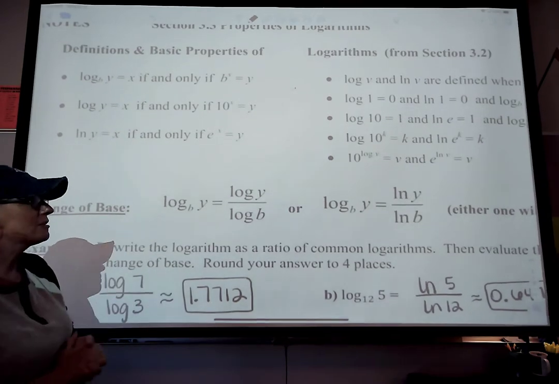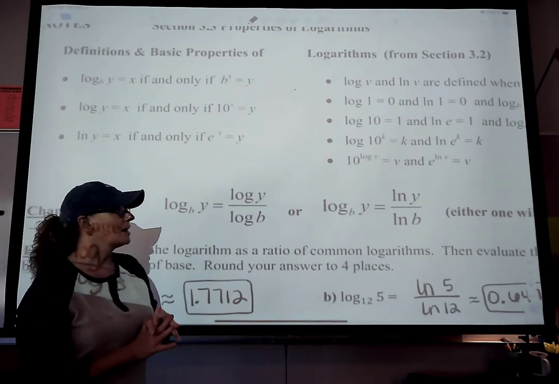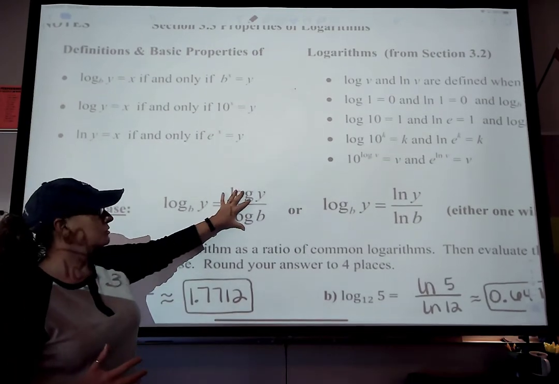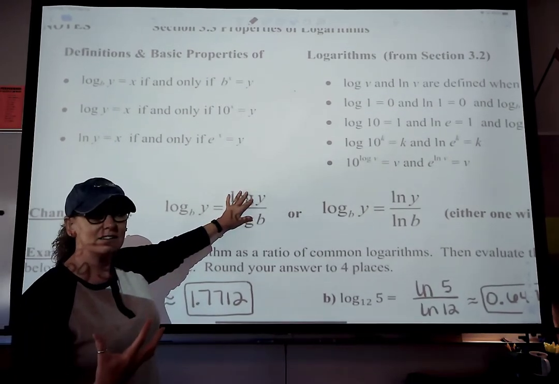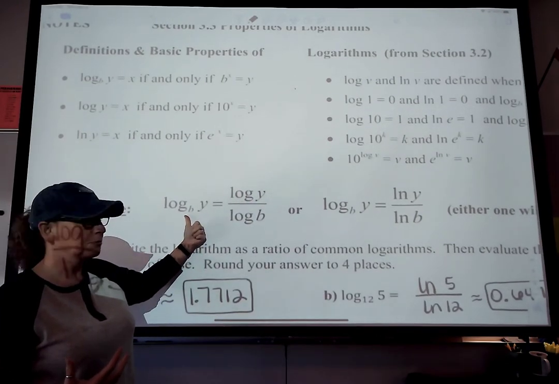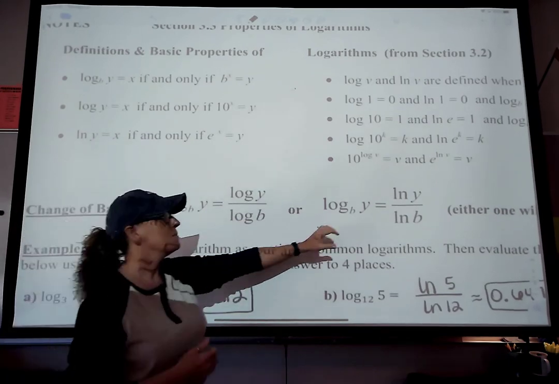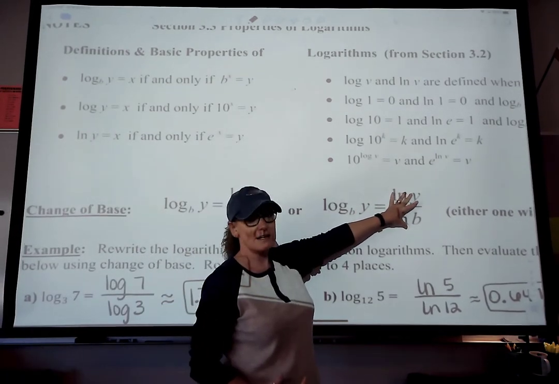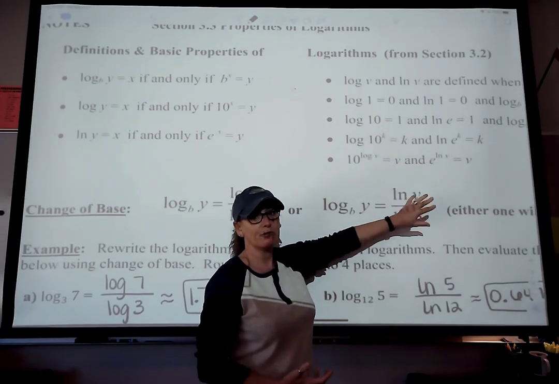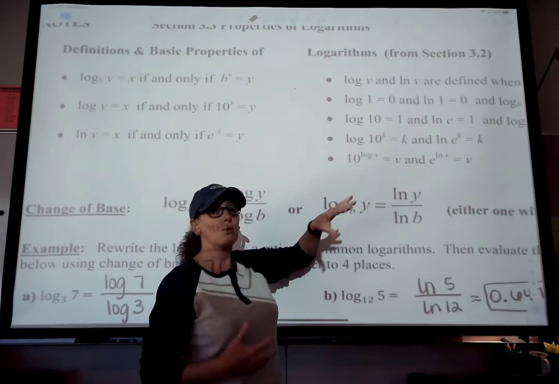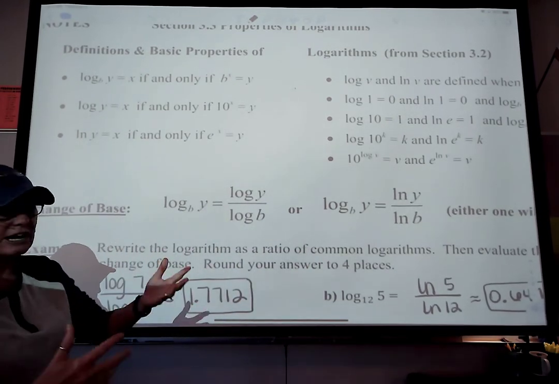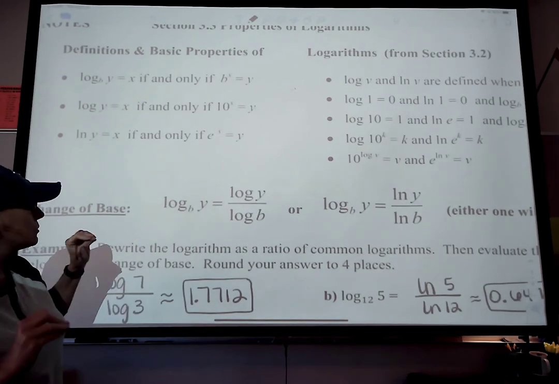So there's this thing called change of base formula. Using change of base, you can choose whether to use log base 10 to evaluate your logarithm with a weird base, or you can choose to use log base e, which is the natural log. This is always my go-to. I prefer log base e. I use it more often than any other log out there, especially in calculus. But I'll show you both ways.